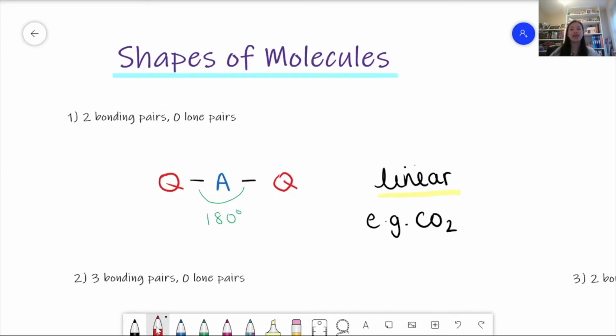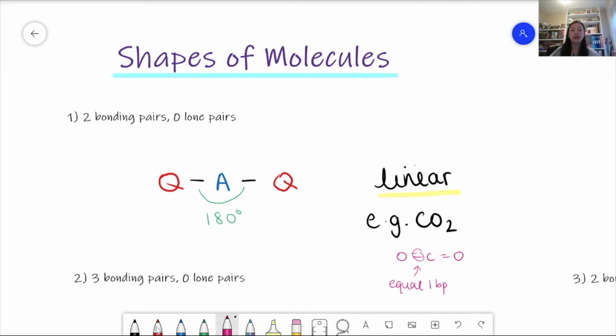So now we're going to look at shapes of molecules. We're going to start off with the simplest one, which is 2 bonding pairs, 0 lone pairs. An example of this would be carbon dioxide. Now, carbon dioxide actually looks like this. But when we're working with shapes of molecules, these double bonds actually only classify as 1 bonding pair. So a double bond is also equal to 1 bonding pair. So it only counts as 1 bonding pair.